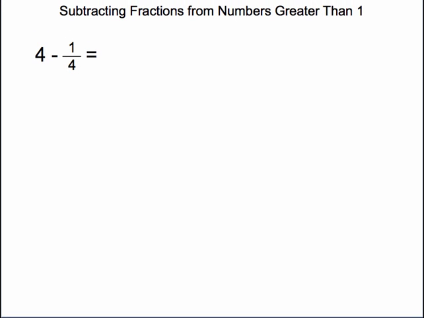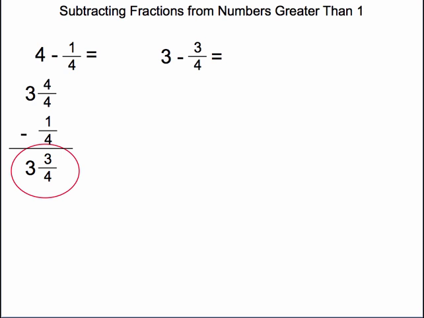Now you try. First, you need to change the 4 to a mixed number and then subtract. Pause the video. You should have gotten 3 3/4. And we're going to circle our answer. Now try this problem. 3 minus 3/4. First, you need to change the 3 to a mixed number and then subtract. Pause the video. You should have answered 2 1/4.